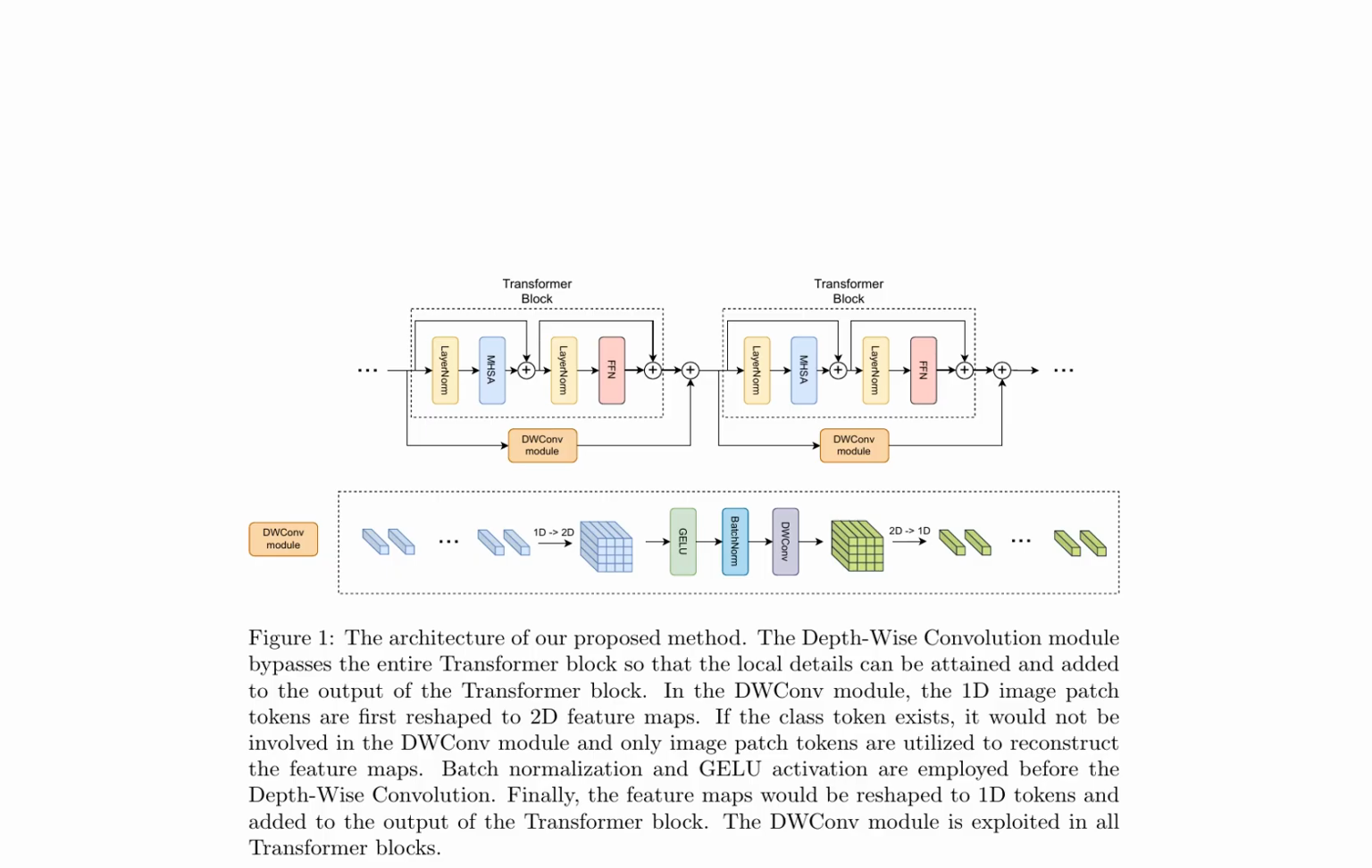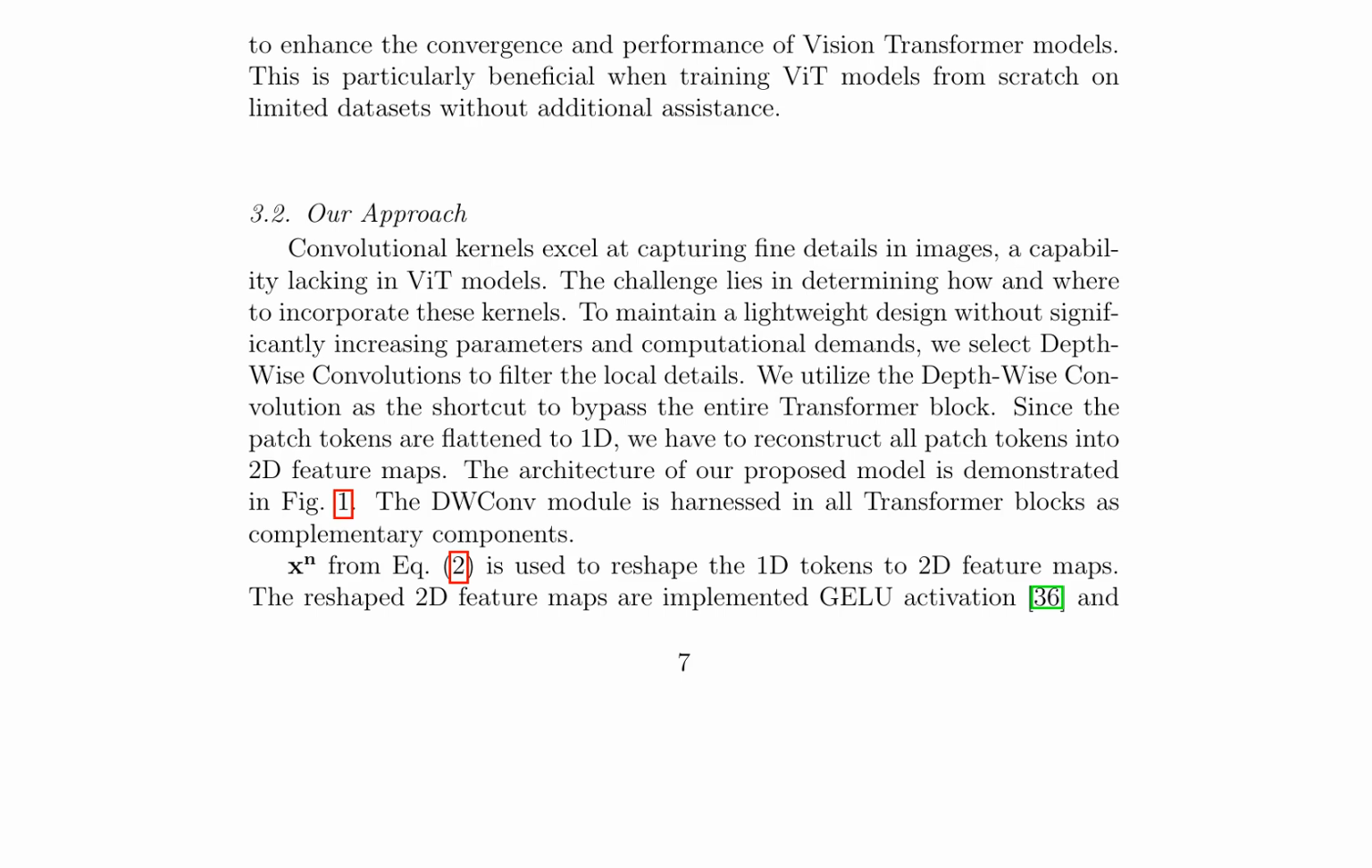The proposed architecture integrates depth-wise convolutions, DW-conv, into vision transformer, ViT, models to enhance their performance, particularly when training from scratch on limited datasets. The DW-conv module bypasses the entire transformer block, allowing it to capture local details that may be missed by the transformer. This is achieved by reshaping 1D image patch tokens to 2D feature maps, applying batch normalization and GELU activation, and then performing depth-wise convolution with a 3x3 kernel. The resulting 2D feature maps are then reshaped back to 1D patch tokens and added to the output of the transformer block.